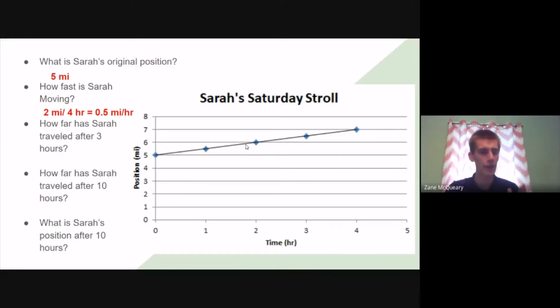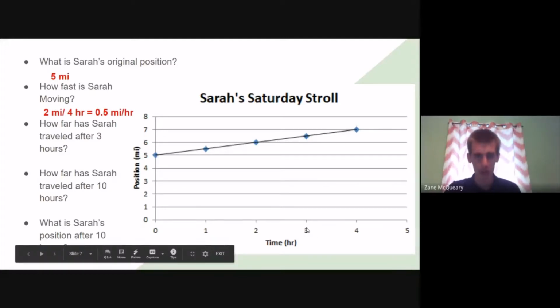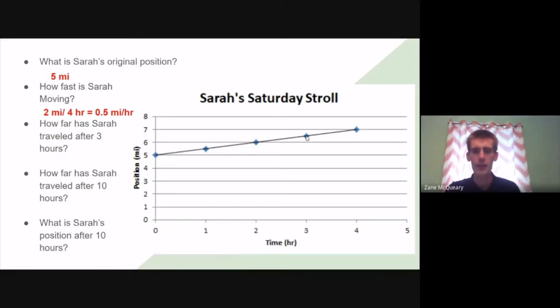How far has Sarah traveled after 3 hours? Well, we go to our 3 hours, go up here. How far has Sarah gone? Well, it appears that she has gone roughly 6.5 miles.